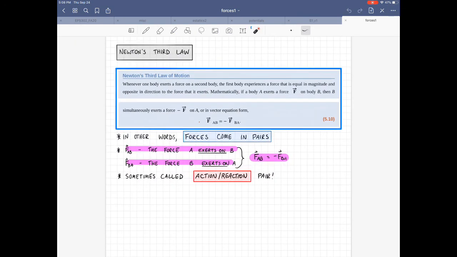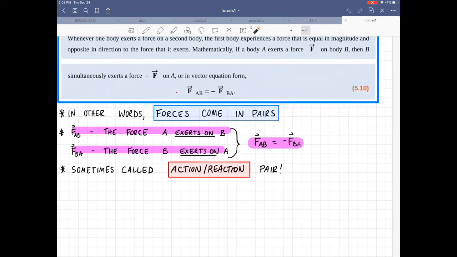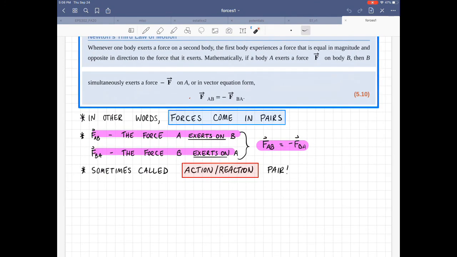This is essentially how things like jumping work. If you want to jump up in the air, what you have to do is push down off of the ground. So you push the ground down, the ground pushes you up, and there you have it, you launch off the ground. And so this action-reaction pair, anytime you have objects interacting, you always have an action-reaction pair.